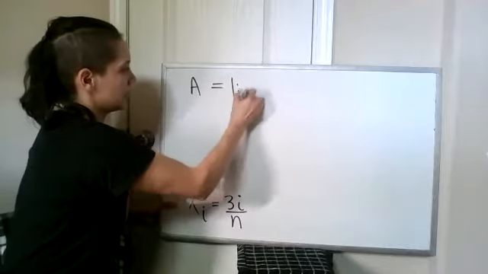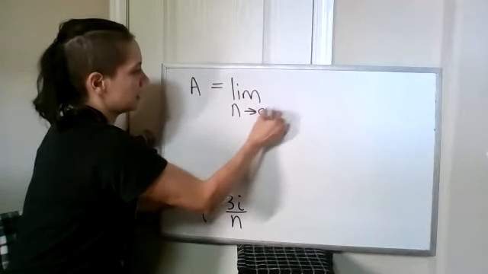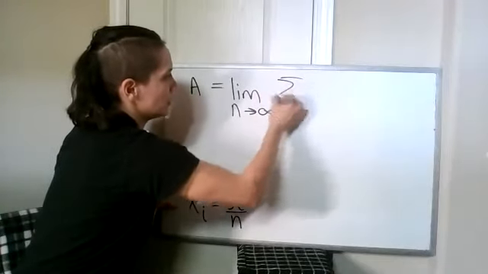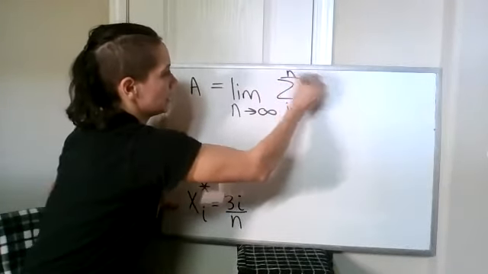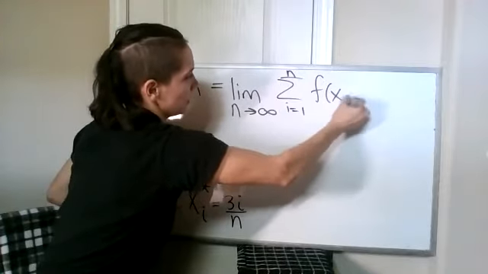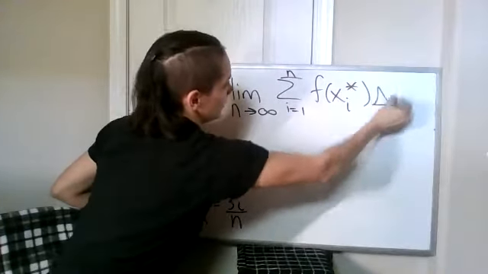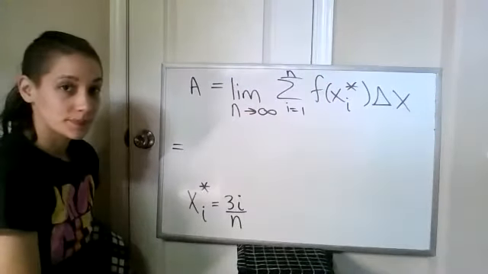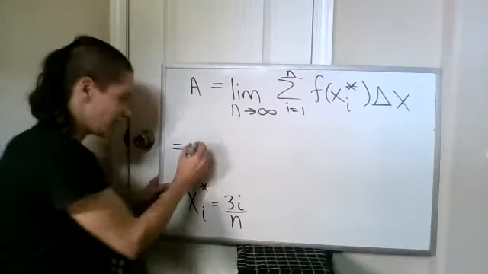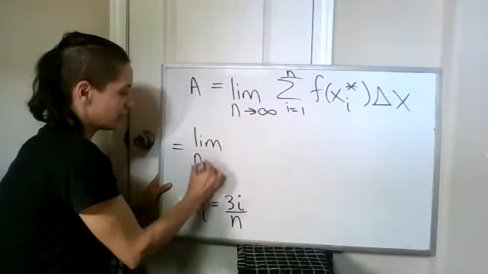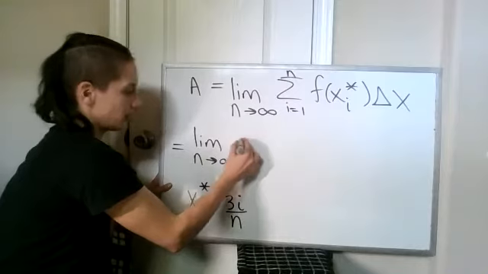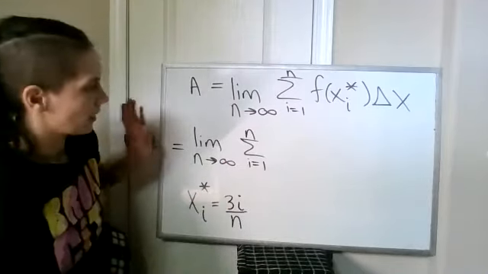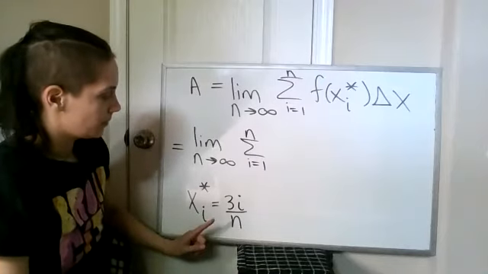There's a limit as n goes to infinity. I'm just going to write it out in general. Your sum from i equals 1 to n of f of x sub i star delta x. Okay. The limit as n goes to infinity, your sum from i equals 1 to n.